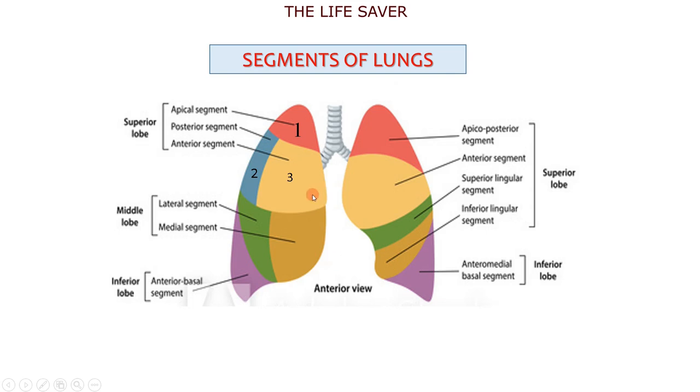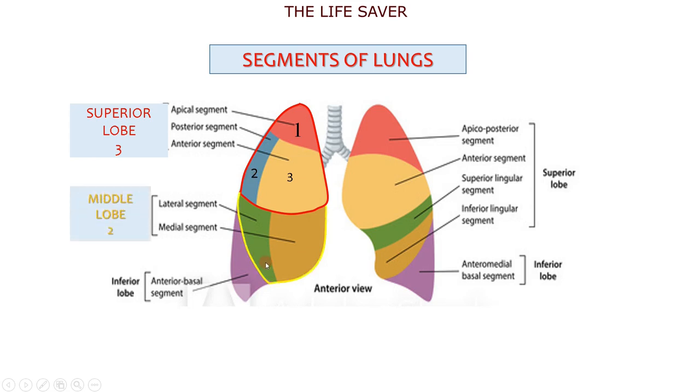Now coming to the right lung, this is the superior lobe, which consists of three segments: the apical segment, anterior segment, and the posterior segment. This is the middle lobe, which consists of the medial segment, which is directed towards the mediastinum, and this one is the lateral segment, and the inferior lobe, which we are going to discuss in detail later on.